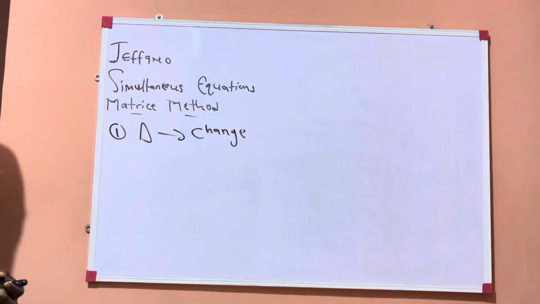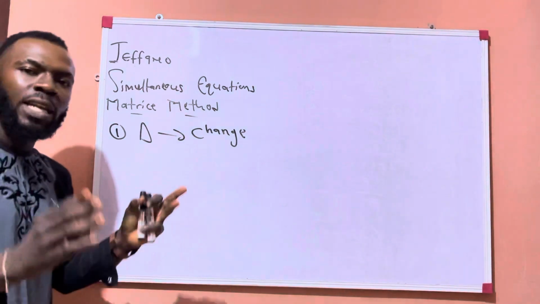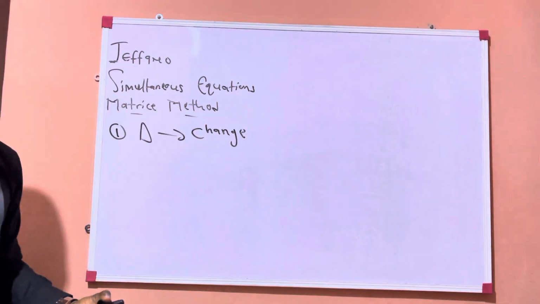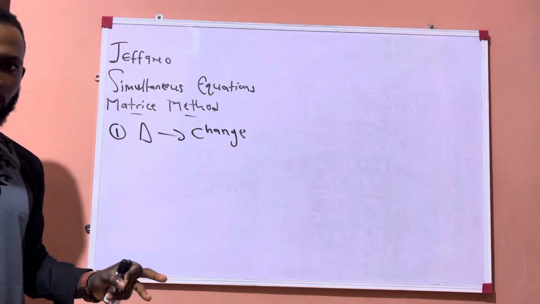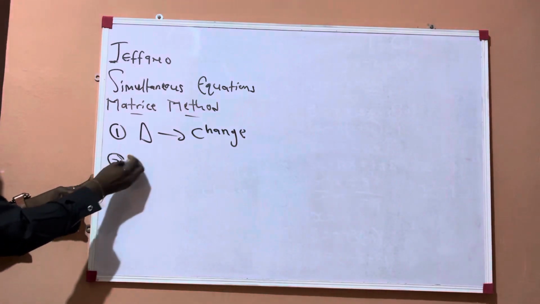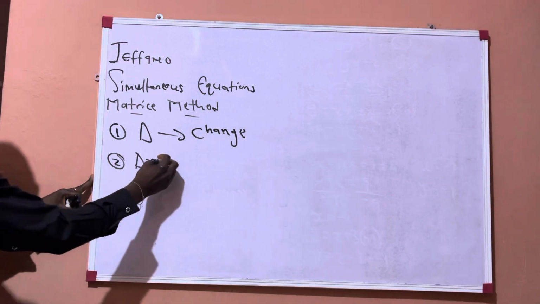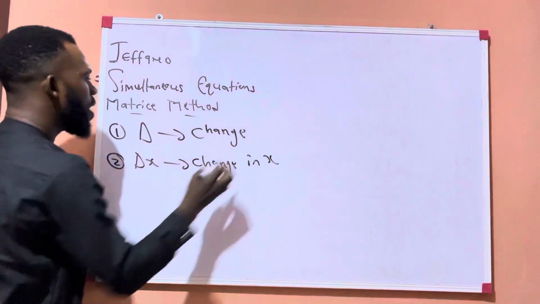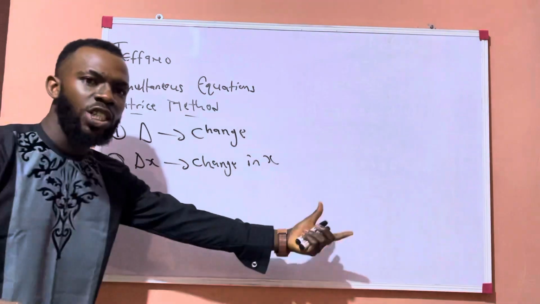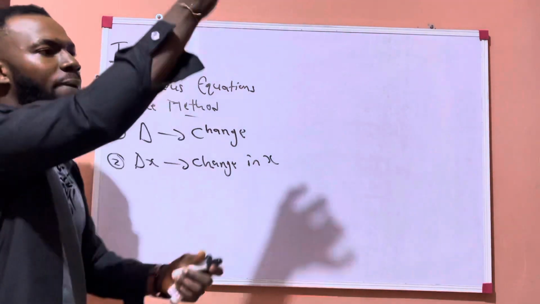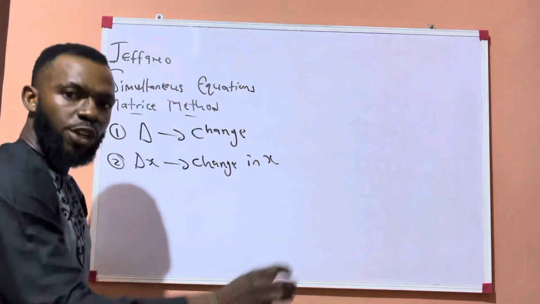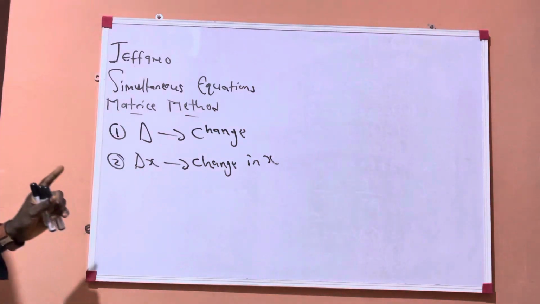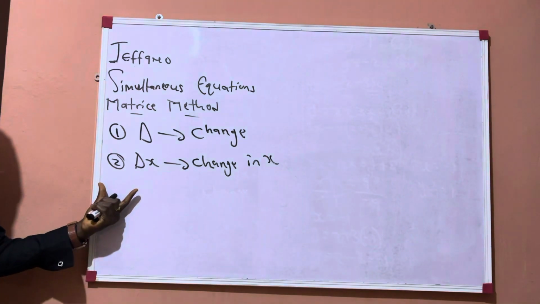Now, how do you solve for change? It is simple. Simply look for the determinant of the coefficients of the variables x and y. That is how you solve for change. Now, the next thing you solve for is change in x. Now, how do you solve for change in x? It simply means replacing your coefficients of x with your constants and then finding the determinant. And then you have gotten your change in x.